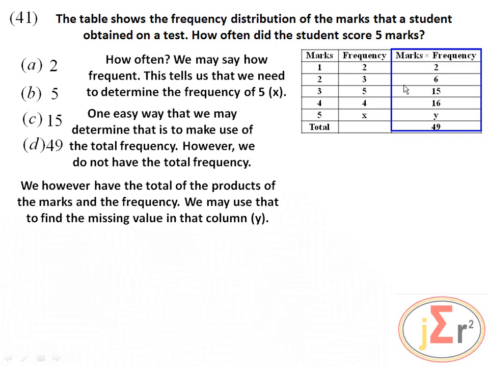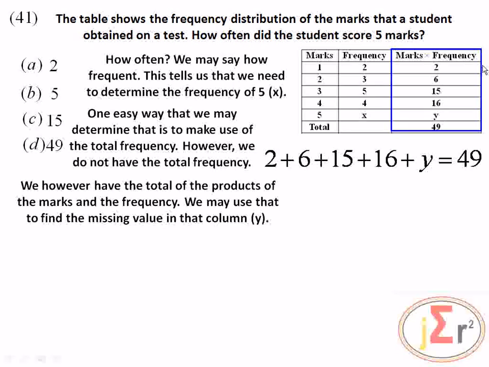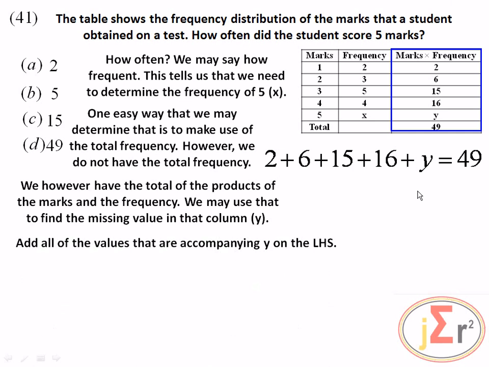We have the total of the product of the marks and the frequency. We may use the total to find the missing one. We may solve an equation in which we say all of these will give a total of 49, like so. We have these added together and the result is 49, not to leave y out. Add all of the values accompanying y on the left hand side and we get 39 plus y is equal to 49.